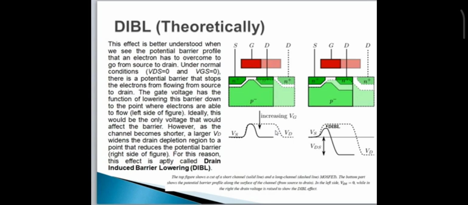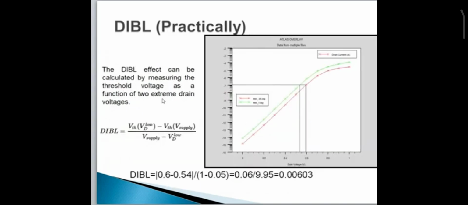On the left hand side of the figure, VDS is equal to 0 volt. And on the right side of the figure, VDS is increased to show the DIBL effect. From this figure, you can observe that if you increase the VDS voltage, the width of the depletion layer starts increasing. This will move the barrier down. Electrons can easily move from the source to drain even when the VGS voltage is less than threshold voltage. You can see that this is the DIBL. If you increase the VDS voltage up to a maximum voltage, the barrier goes down, and then electrons can easily move from the source to drain. This is DIBL theoretically. Now we will discuss DIBL practically.